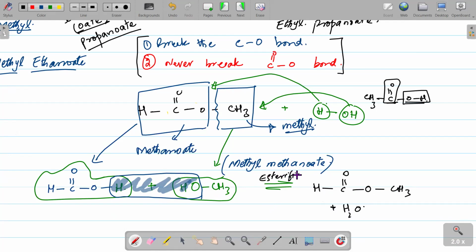esterification, right? And the reverse, you can see it is the breakdown of ester back into an alcohol and carboxylic acid by the water. So we call it hydrolysis. So esterification, forward reaction in which ester is formed, and the reverse is hydrolysis. So it's a reversible reaction.